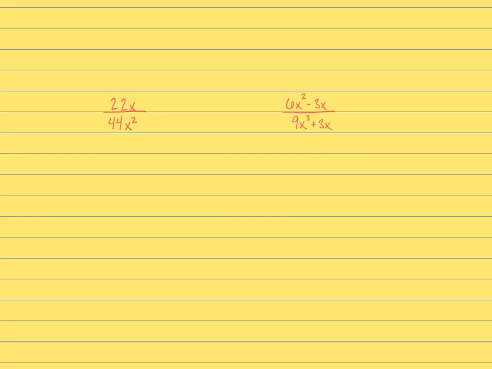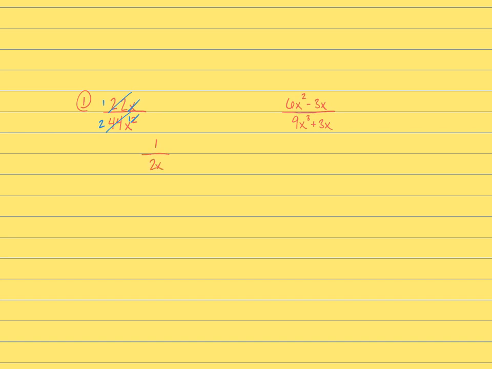So this first problem that we've got here, it says we have 22x over 44x squared. Quickly, I'm going to identify that I can cancel these, and I'll end up with a 1/2, and I can cancel these, and I'll end up with just an x in the denominator. So that's going to leave me with 1 over 2x.